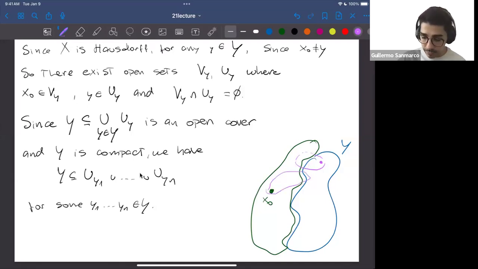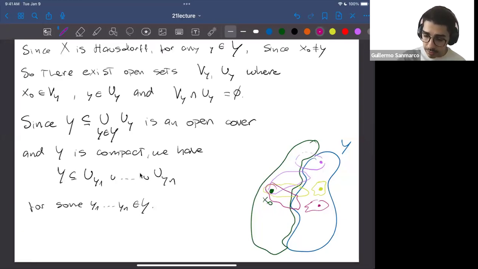Now we can move on. We can take another point here. For this point, we're going to have a neighborhood, and also a neighborhood of x naught, something like this. Now we can move on. We have another y, and a neighborhood of x naught. They do not intersect. Something like this, and so on.